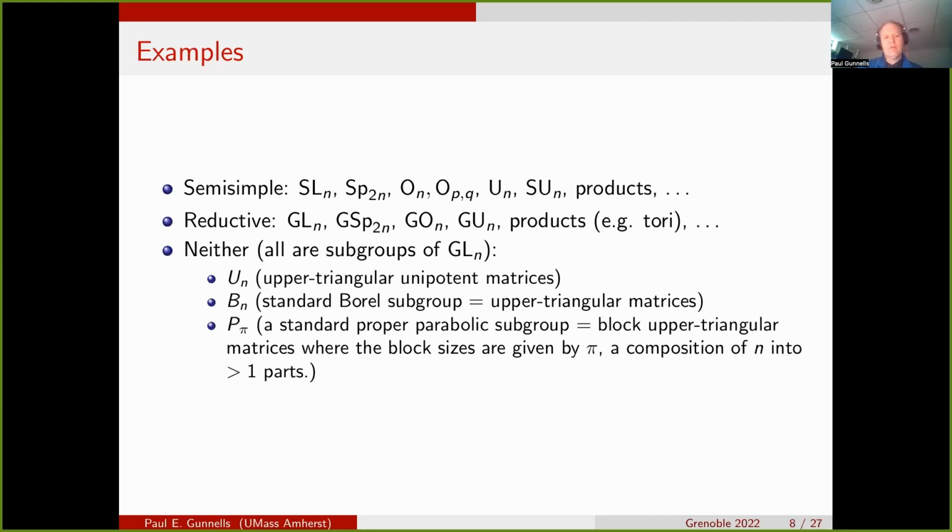So there's the unipotent group that we already mentioned. And then we have what's called the Borel subgroup, standard Borel subgroup. These are just the upper triangular matrices. So they don't have to have ones in the diagonal.